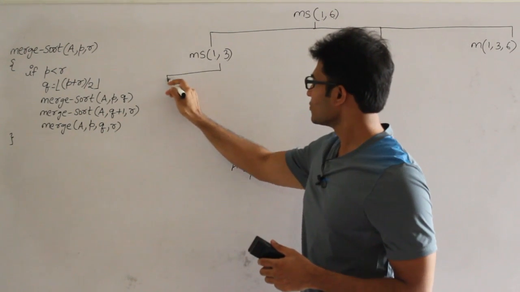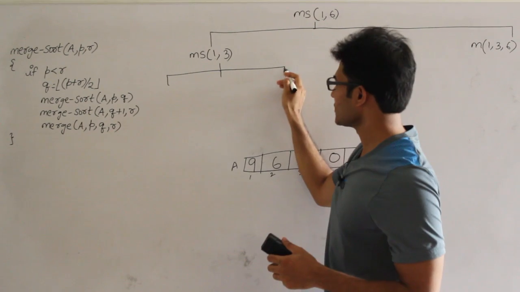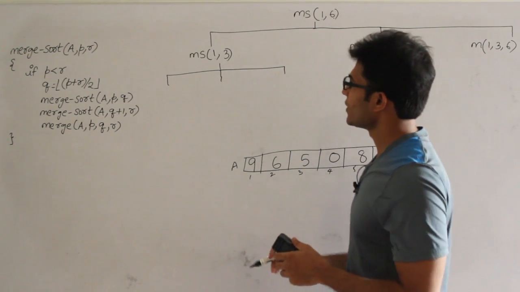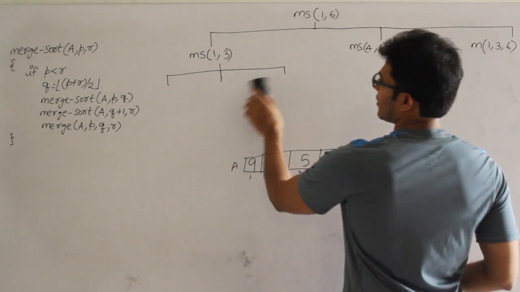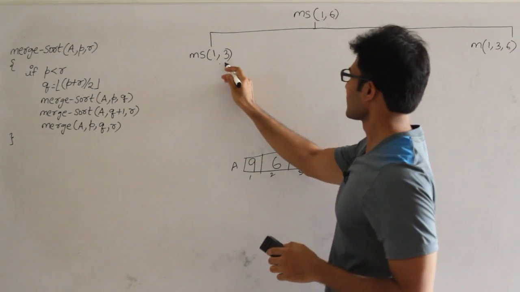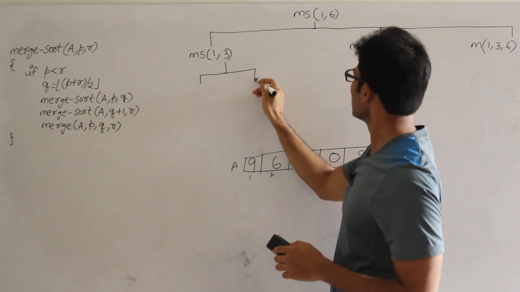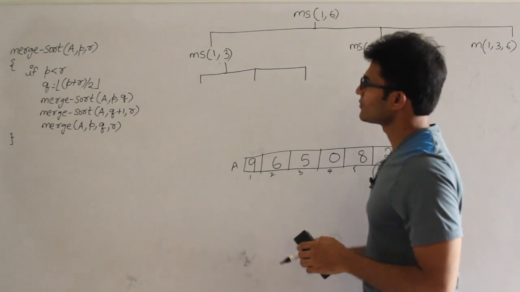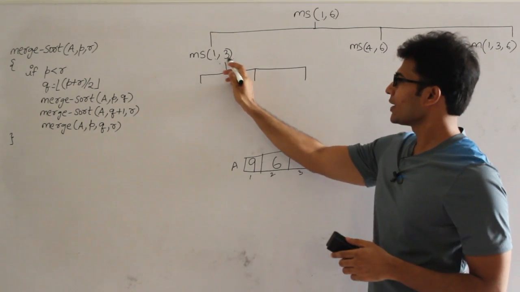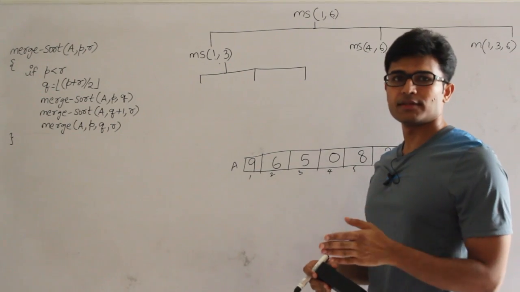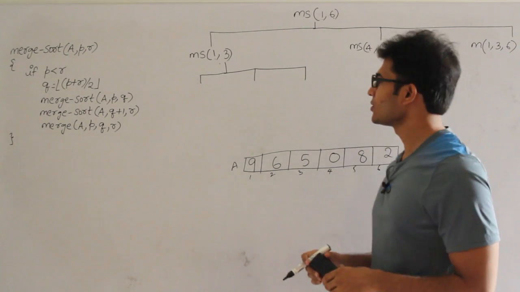And what does this one do? This one will also call three sub functions, right? So what are the three functions? One is it has to find out the midpoint. What is the midpoint of 1 and 3? 1 plus 3 by 2, which is nothing but 2.